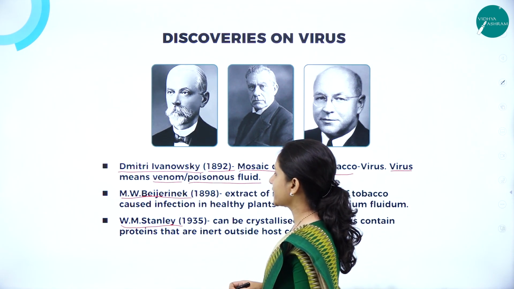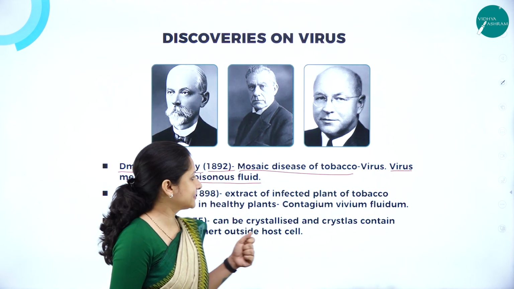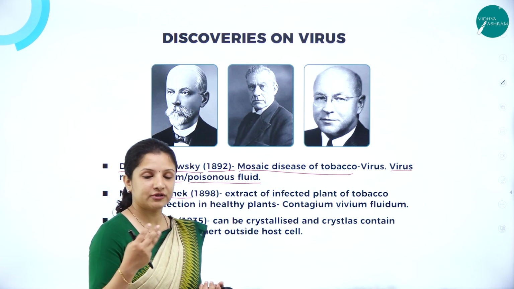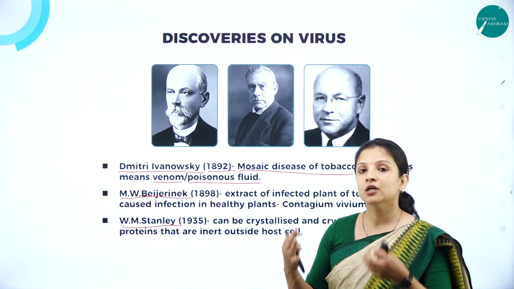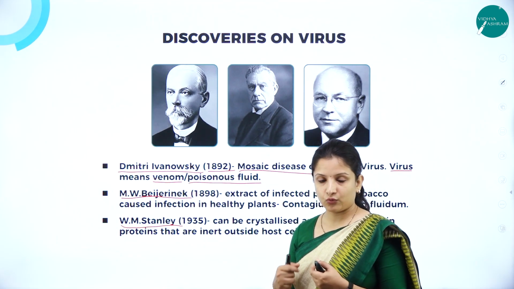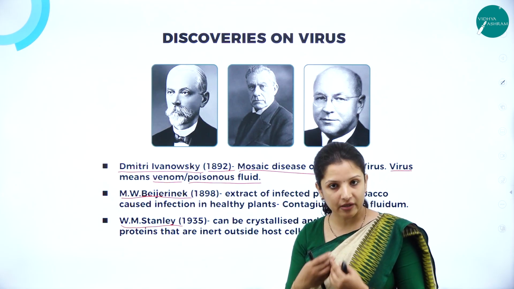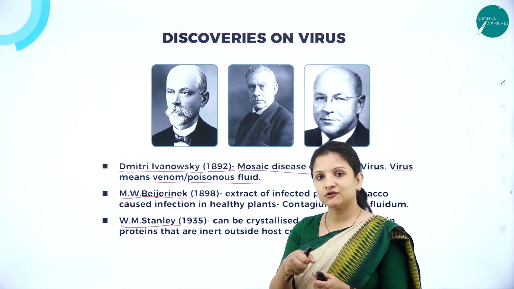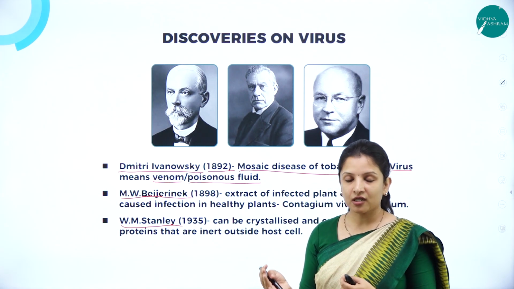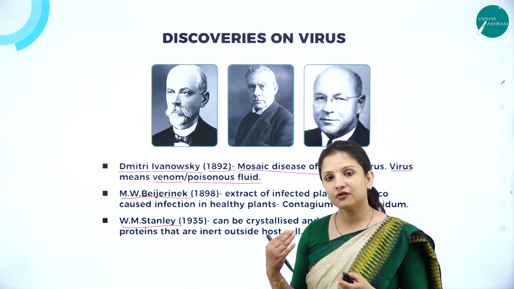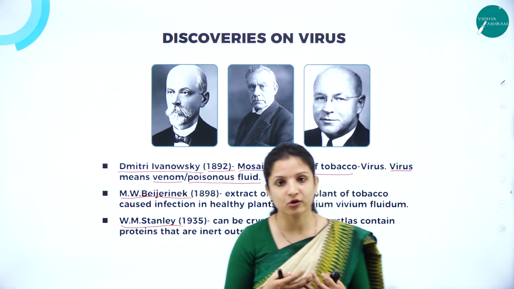And M.W. Beijerinek, in the year 1898, what he did was he extracted... So tobacco mosaic virus causes tobacco mosaic disease in tobacco plants. What M.W. Beijerinek did was he took a diseased tobacco plant which was infected by the virus. He crushed the leaves of the diseased plant and then he sprayed it on a healthy plant. When he sprayed it on the healthy plant, after a few days, the healthy plant also started to show symptoms of tobacco mosaic disease.